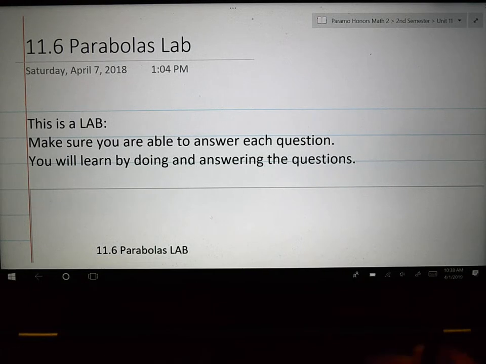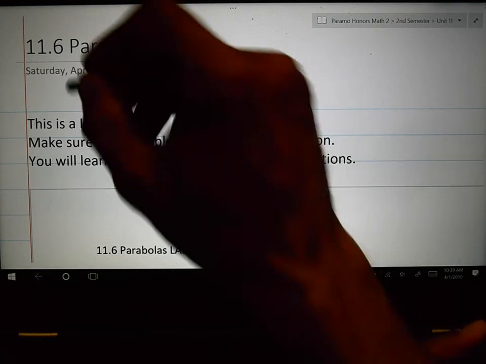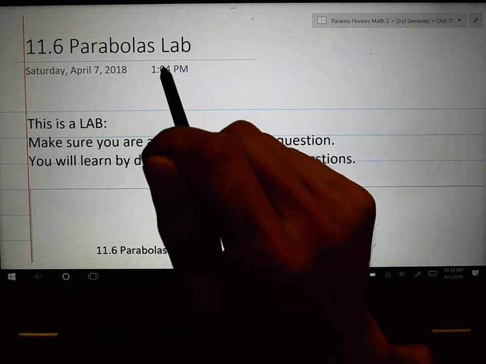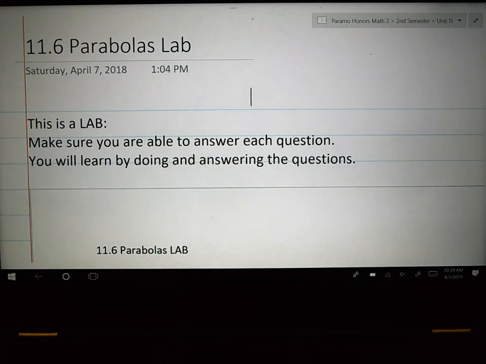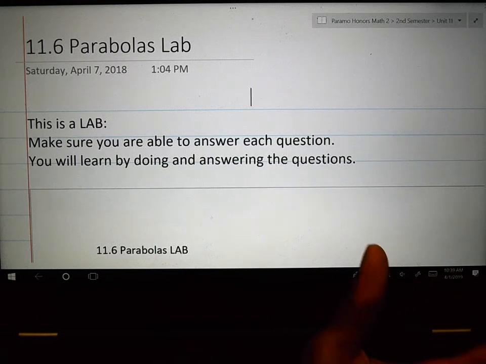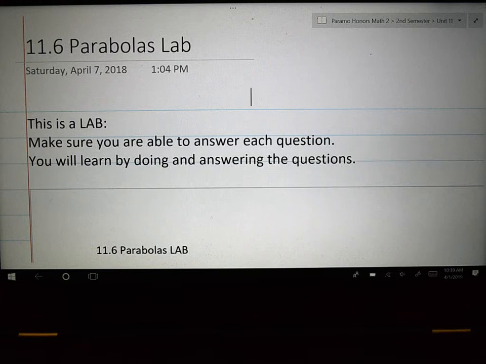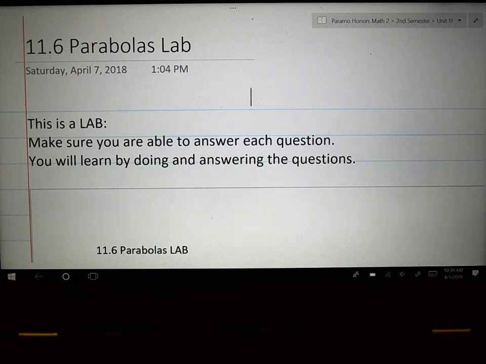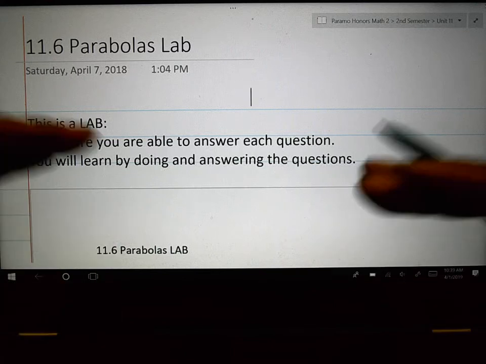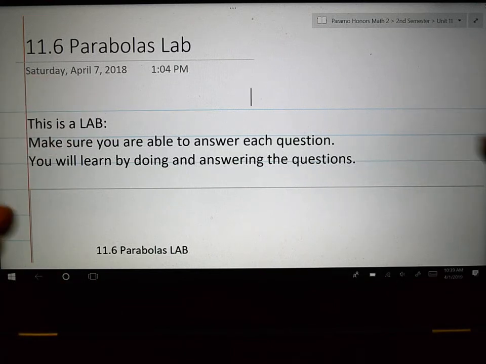So for 11.6, this is going to be a lab. A lab, in my mind, in terms of mathematics. You've done labs in science class, but you haven't really done a lab in math class. Well, what's a lab? A lab is where, in my mind, I'm not going to give you notes for it. You should be able to read what the worksheet says and then answer the questions appropriately.